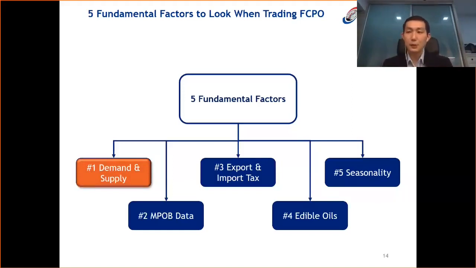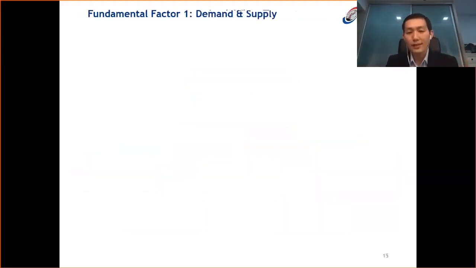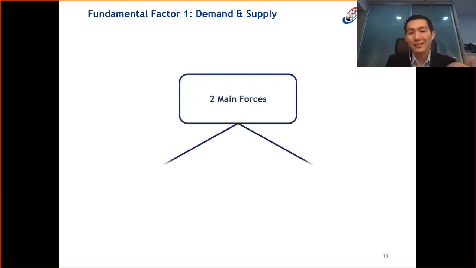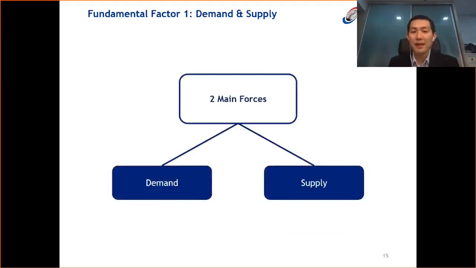What are the things that you need to look at? When it comes to demand and supply, this is actually very different from the stock market, because remember, FCPO is a commodity future. So let's get into it and see what the demand and supply for FCPO is. Of course, when we mention the 2 forces that affect the market, it is purely basic economics, right? Demand and supply. But do you understand the fundamental factors? Where does the demand come from for FCPO? Where does the supply come from? So this is actually a more detailed and thorough question.